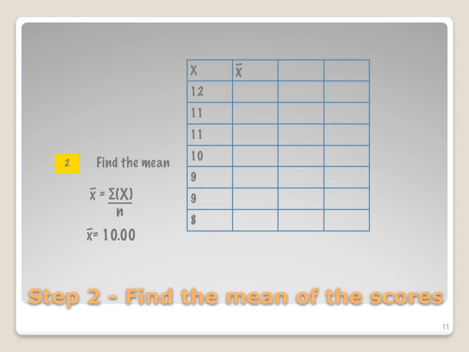So what we're going to do is now complete that second column. So each row is going to contain our calculated mean. So go ahead and fill in each row in that second column, which we're going to label X bar. And underneath that column heading, each row should contain your calculated mean of 10.00.